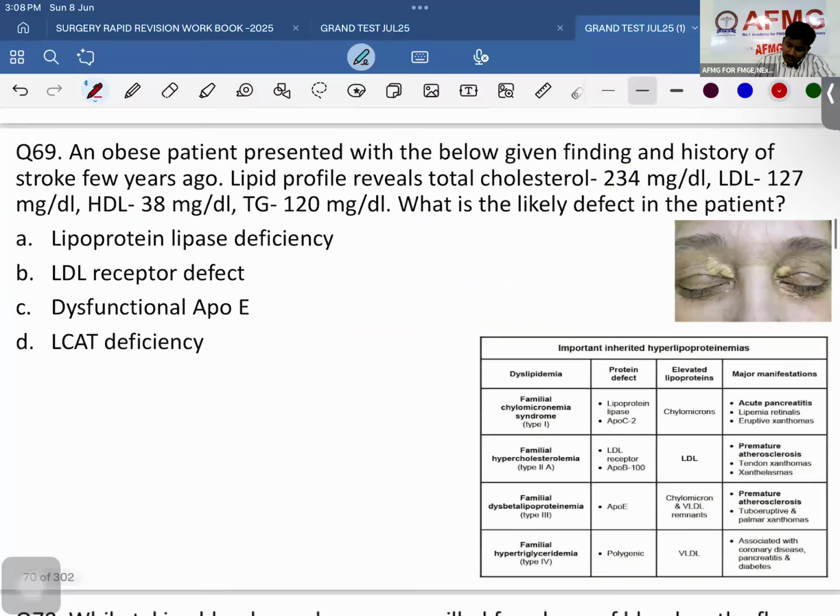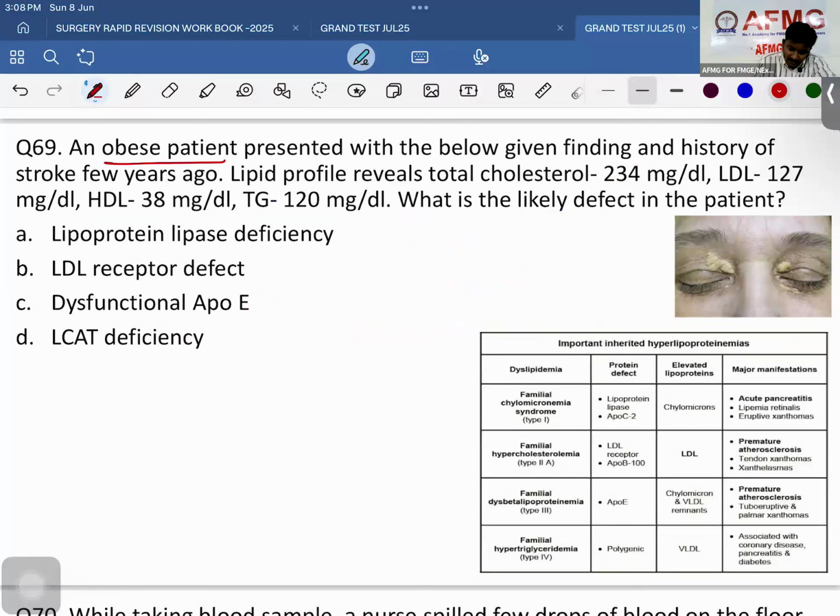Next important, question number 69. Here we have an obese patient presented to you with the below given finding, and a history of stroke was there in this female few years ago. Lipid profile reveals that the total cholesterol of this female is around 234 milligrams per deciliter, and the LDL, that is low density lipoprotein, is 127 milligrams per deciliter. HDL value is 38 milligrams per deciliter and triglyceride is 120 milligrams per deciliter. What is the likely defect in this patient?